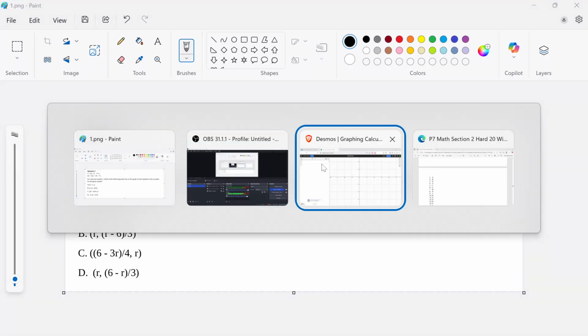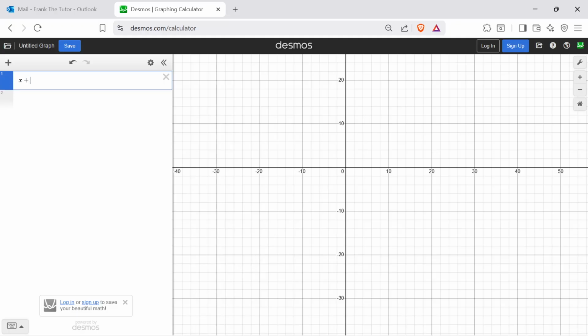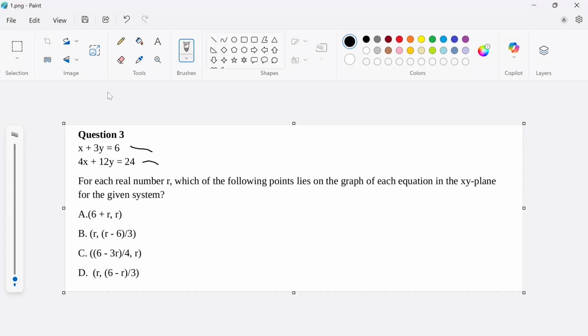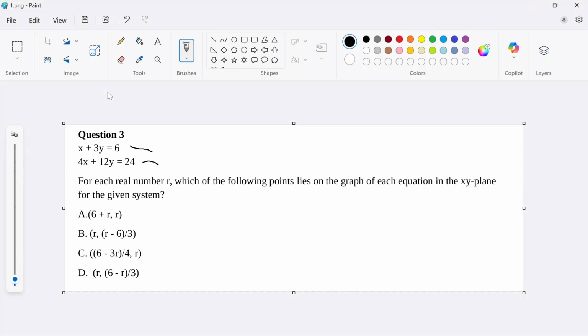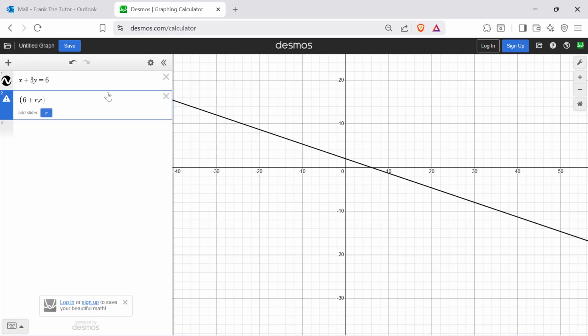So I'm going to just put one of these. I think it's x plus 3y equals 6. I say I think because I've already forgotten it. So I've got that. Now I just have to type the answer choices and see which one is correct. 6 plus r, comma r. And then I put a closed parenthesis so it makes it a point.